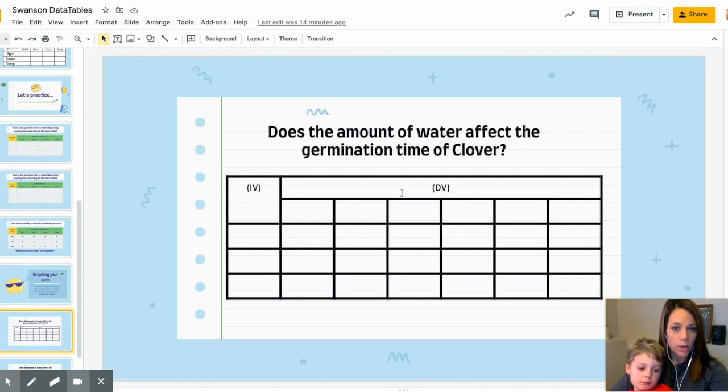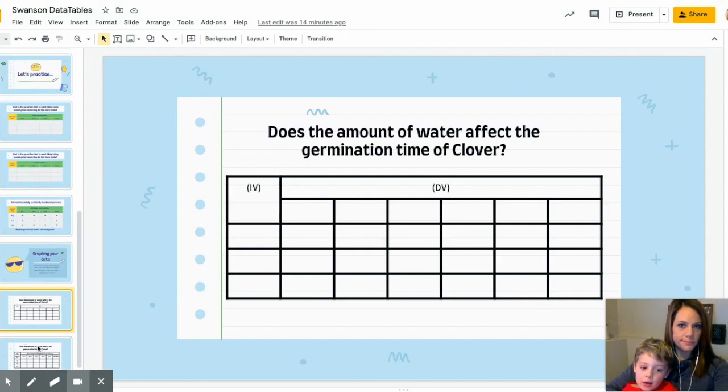So think about how you would set this up right now. What would you put over here? And what would you put right here? Think about it. Maybe pause if you need to think more.